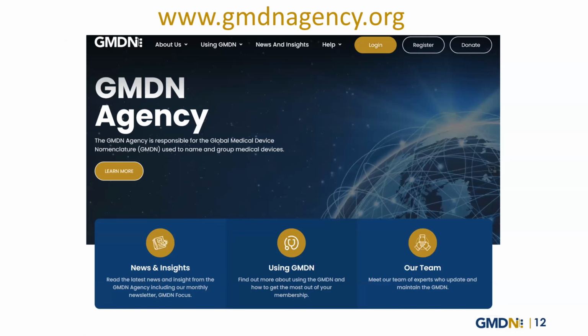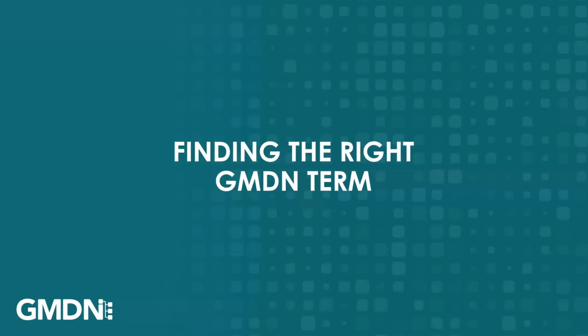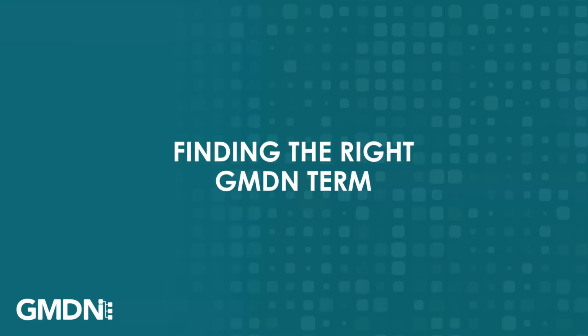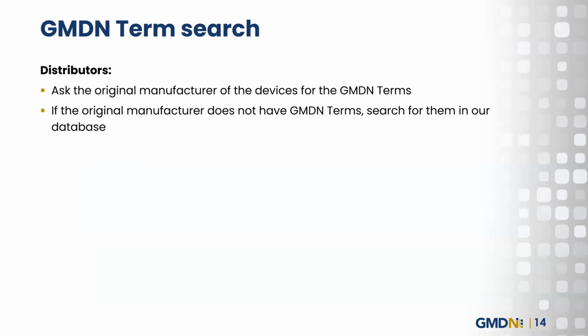In terms of access to GMDN, well, this slide here, we can skip it and go into defining the right GMDN term, how we go about searching terms in the database. But before that, importantly, if you are a distributor, you do not really need to be a member of GMDN, and you should ask the original manufacturer of the devices that you are supplying for the GMDN term. So they will be able to give you that data.